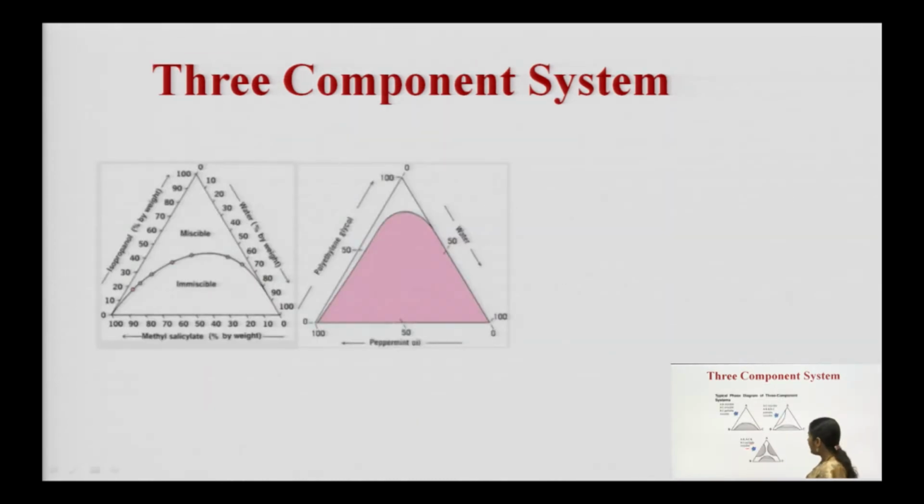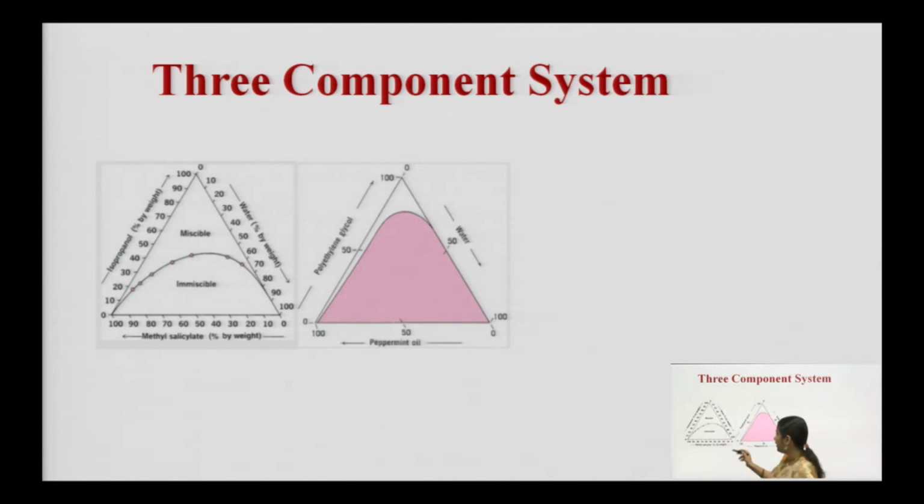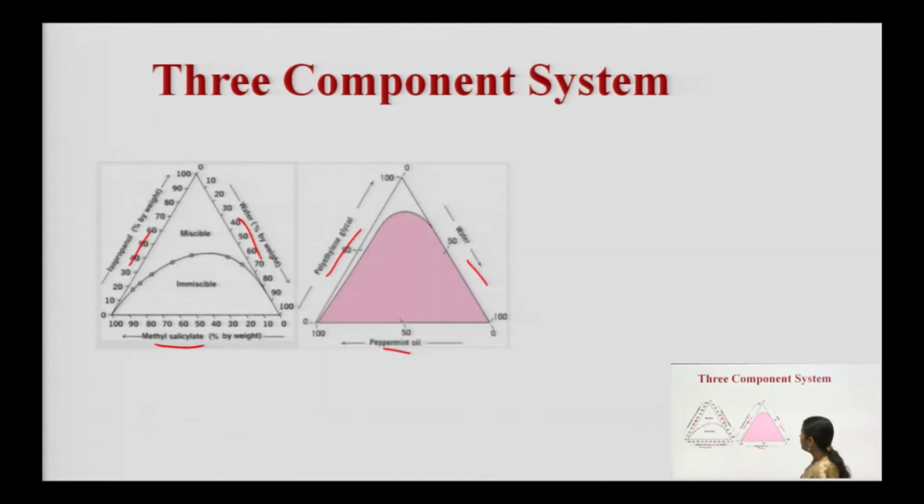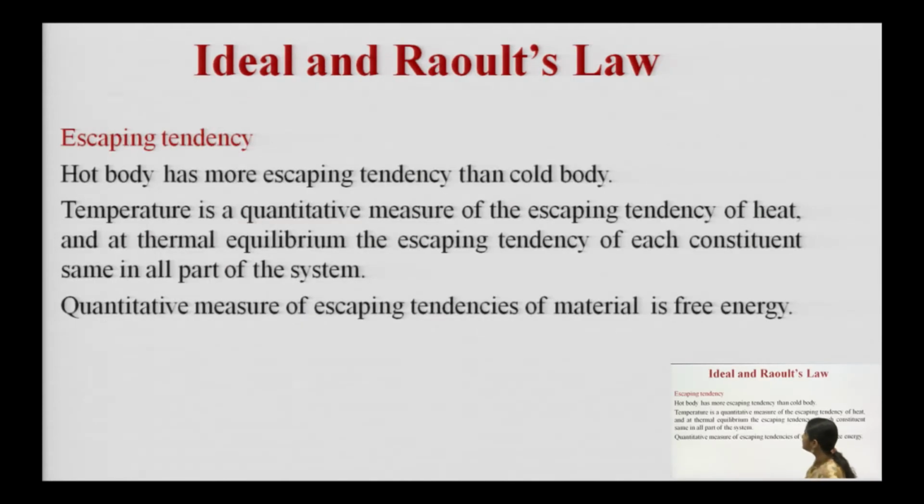Okay. Now, this is a system which shows a 3 component system with methyl salicylate, isopropanol and water, and here is also a 3 component system which is drawn between polyethylene glycol, water and peppermint oil. So this is all about the 3 component system.